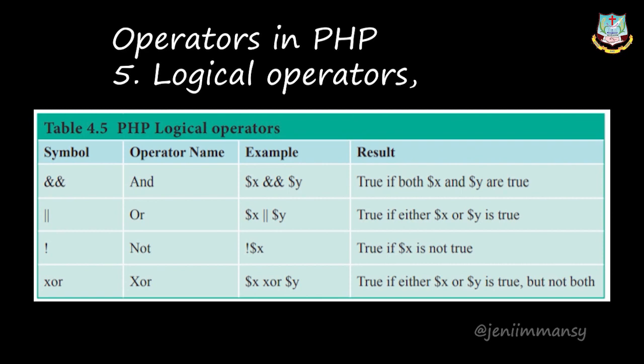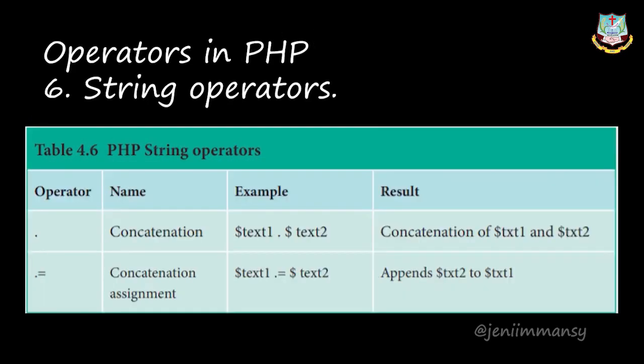The next and last operator is the string operator. In strings we have two: concatenation and concatenation assignment. Concatenation is used to merge two strings, and we use the dot operator as the symbol. If you have computer and application and want to merge the two texts, you can give computer dot application, and the result will be the concatenation of computer and application. Concatenation assignment means dot equal to: computer dot equal to application appends application to computer. This will be the result.